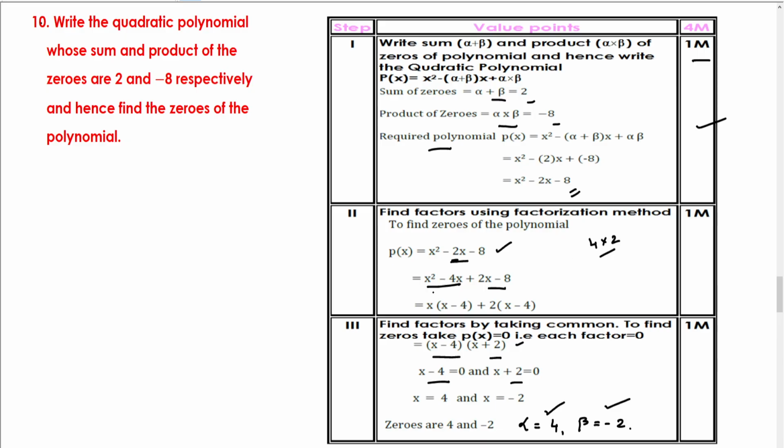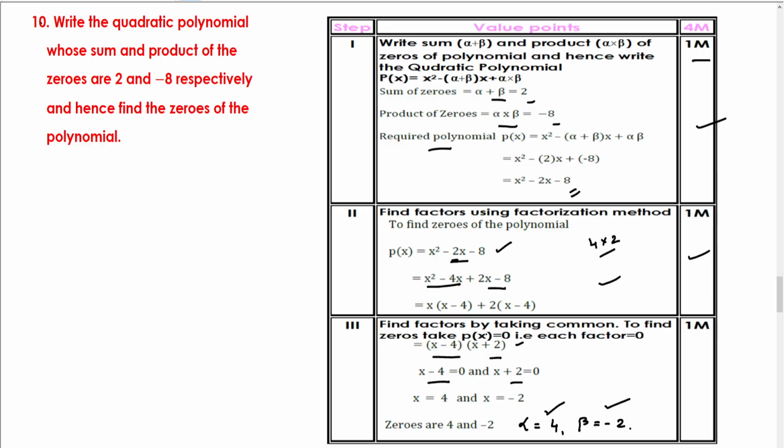Now group them, take common. X is common here, you are left with x minus 4. Here 2 is common, x minus 4. If you write this much, you will get 1 mark. Then you have to take a common x minus 4 in these two in the third step. X minus 4 into x plus 2 will be the factors.